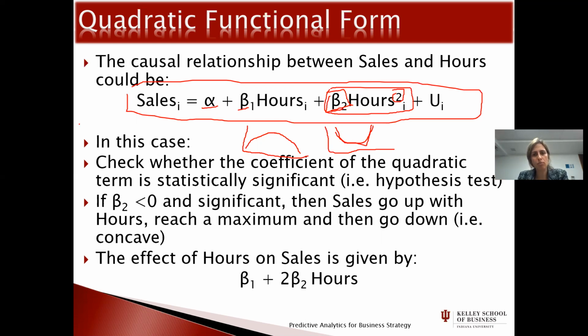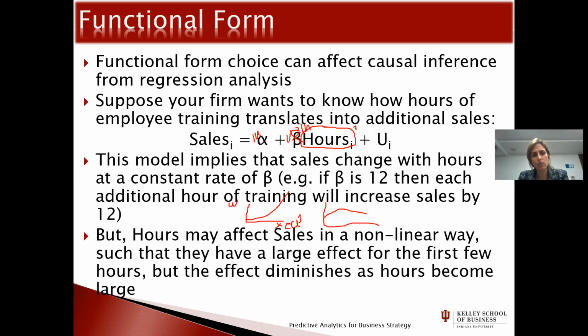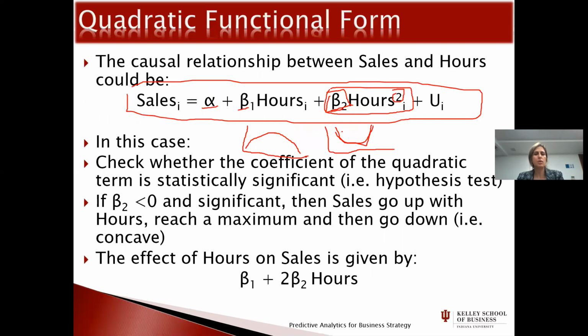So one important assumption of this model is that, instead of having sales and hours change at a constant rate, so let's say you find beta is equal to 12, you're saying if hours go up by 1 unit, sales go up by 12 units. So this is always something linear, something constant. And sometimes this is not just the nature of the variables. This is not just the nature of the relationship you want to capture. Sometimes you want to see a non-constant effect.